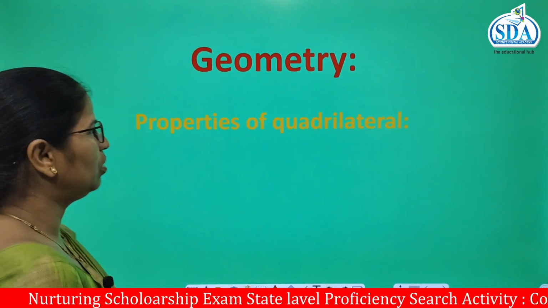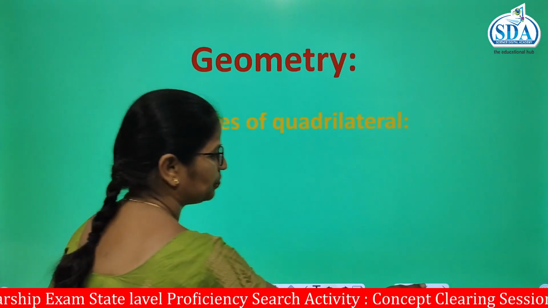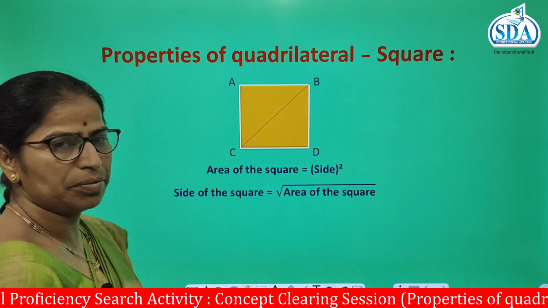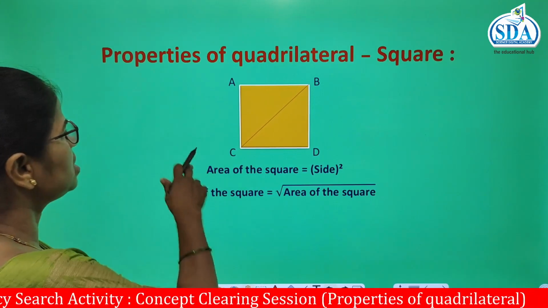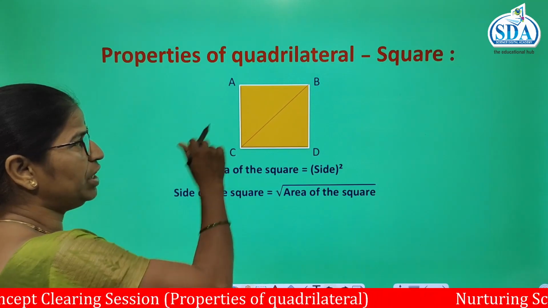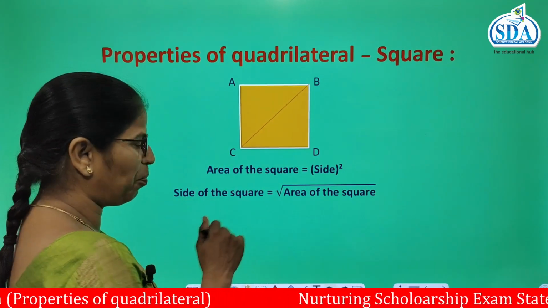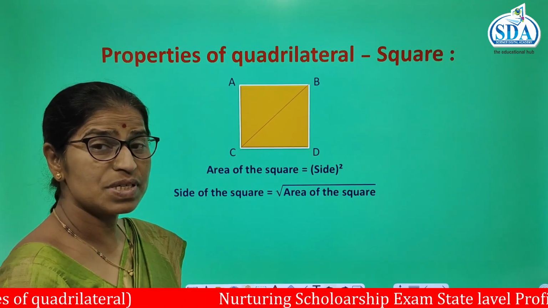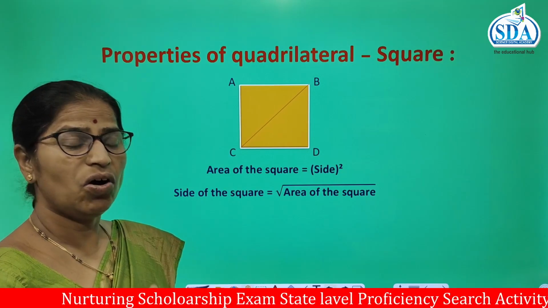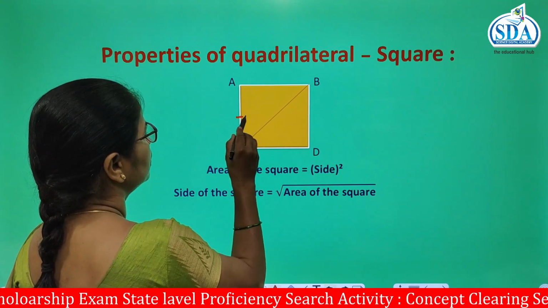Today we are going to learn about the properties of quadrilaterals. First one is square. Square is the type of quadrilateral with same sides. That means what is the property of square with respect to sides? All sides of the square are congruent.